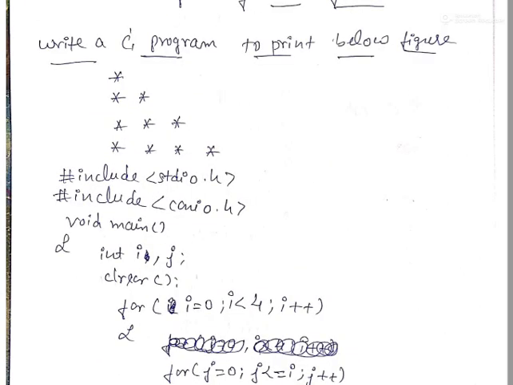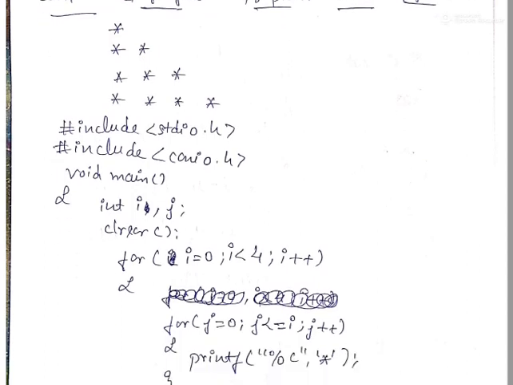Okay, this one is also an important question in your exam. You may get this question like this: write a program to print the below figure. They have given the figure like this: star, first 1 star, 2 stars, 3 stars, 4 stars. Now you have to write a program to print this. This one is very easy. You just have to use nested for loop.